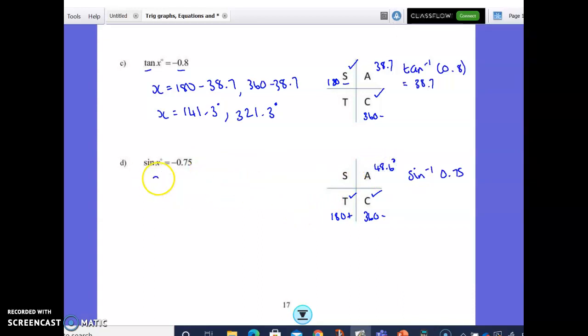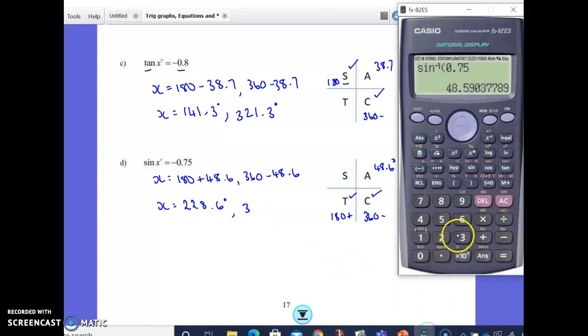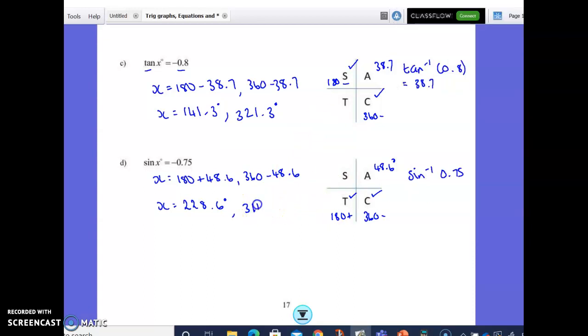My two answers then, 180 plus 48.6, 360 minus 48.6. 228.6 and 300 and let's just use the calculator. Too late at night for me tonight. 311.4.